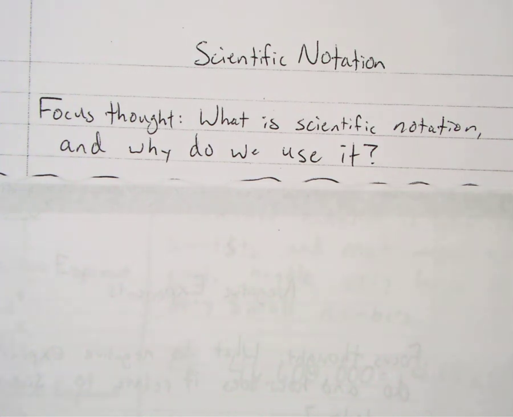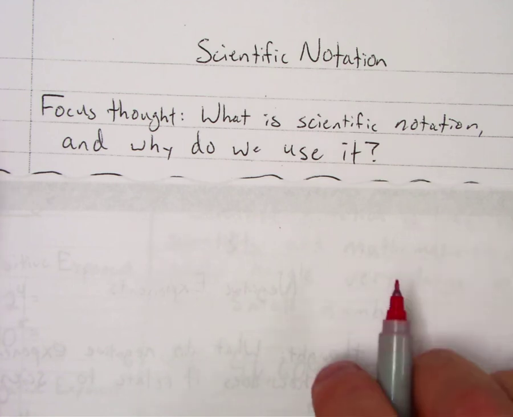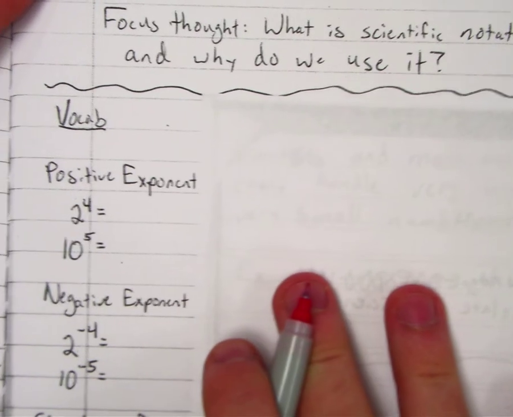For example, right now you have your focus thought in front of you. So go ahead and pause it right now. Write it down, and then I'll continue. So, scientific notation. Our focus thought. What is scientific notation, and why do we use it? Let's look at our vocab first.